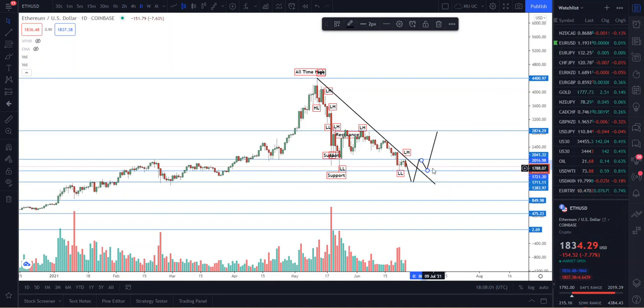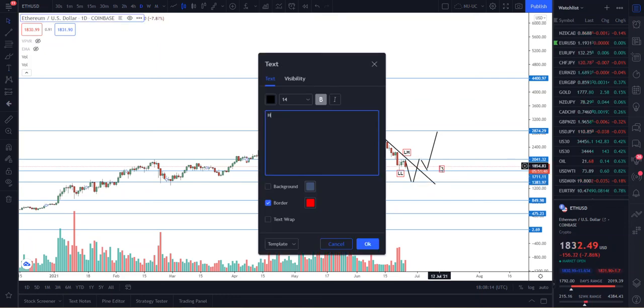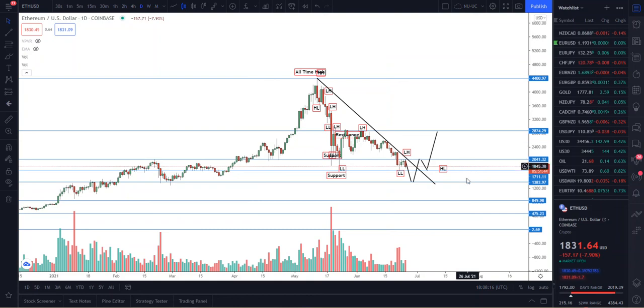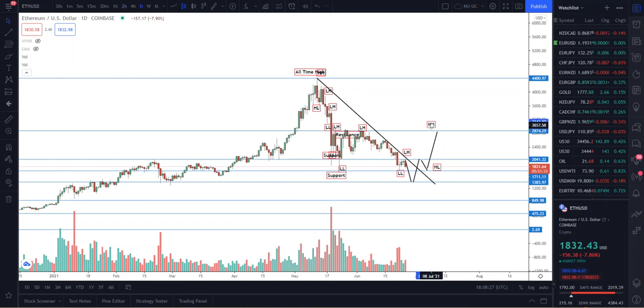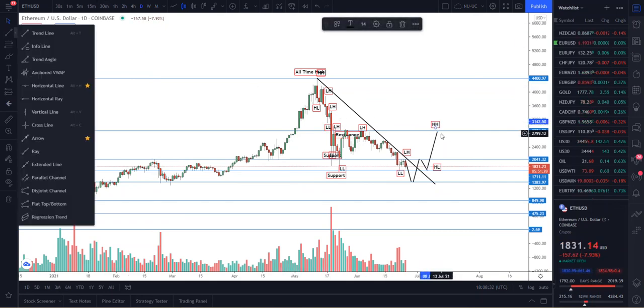Sorry, this will be a higher low. Sorry, it might be a little confusing sometimes. So this will be a higher low. Why is it called a higher low? It's called a higher low because it's trading higher than the previous low. The previous low was here, so this is going to be a higher low. So if we have a higher low, guess what? We're going to have a higher high. So higher high, higher high. Then the price might come back, retest this area.